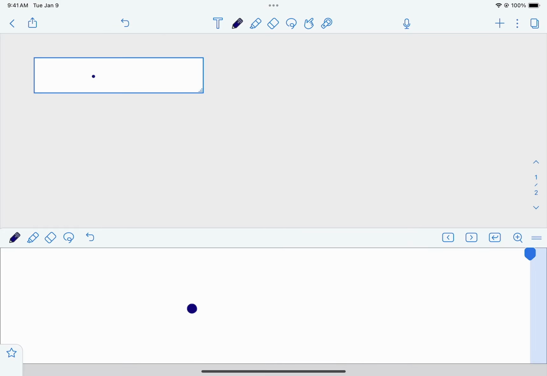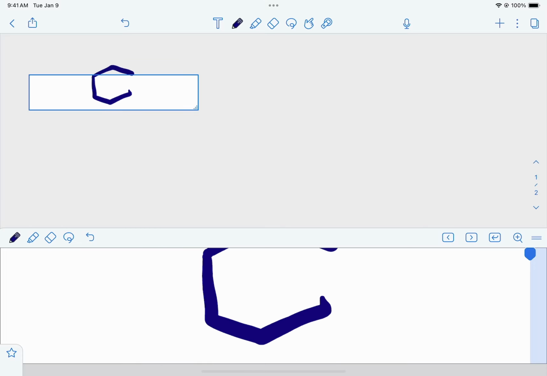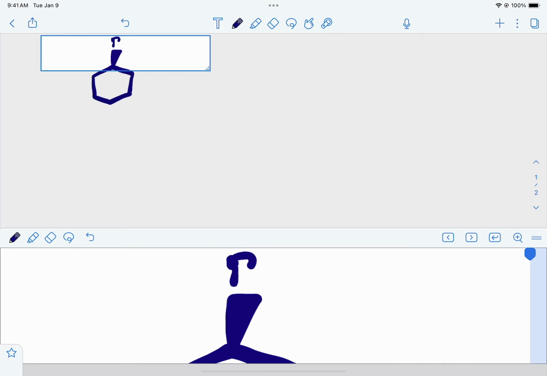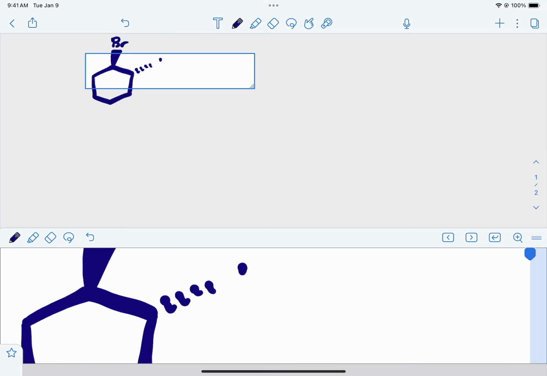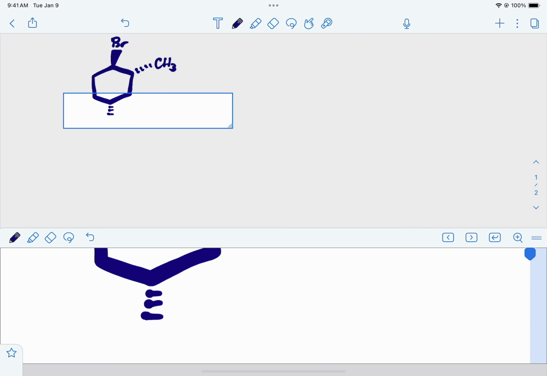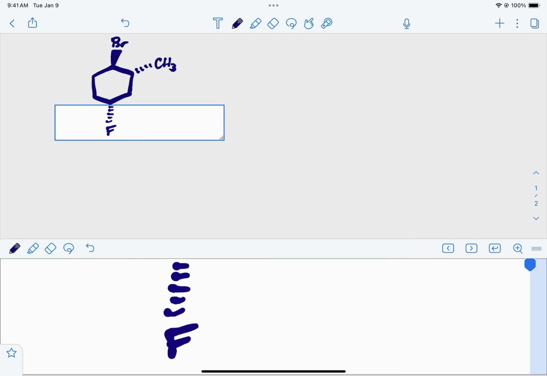Let's start with a cyclohexane. And we'll do a wedged bromine. Let's do a dashed methyl group. And we'll do a dashed fluorine. Okay, so 3 groups on the ring, and we want to transform this into a chair conformation.